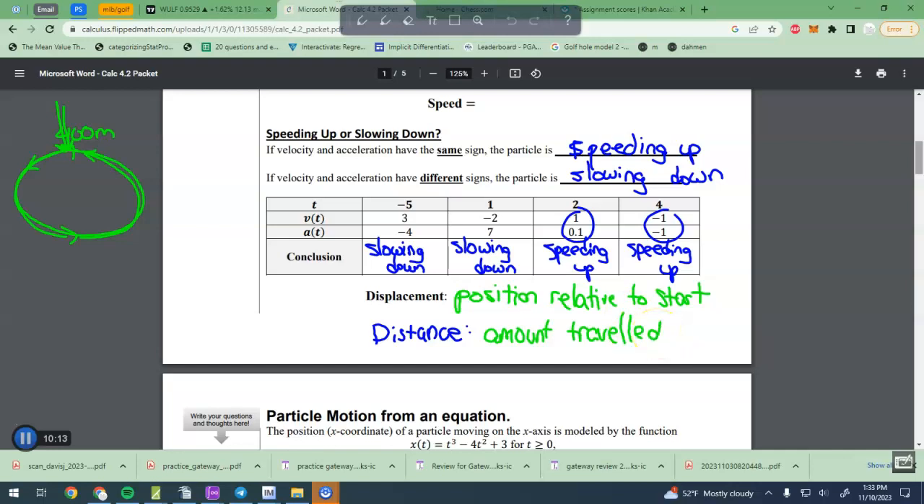So, I drive from here to Ann Arbor and back. My distance is probably 30 miles. My displacement is 0.